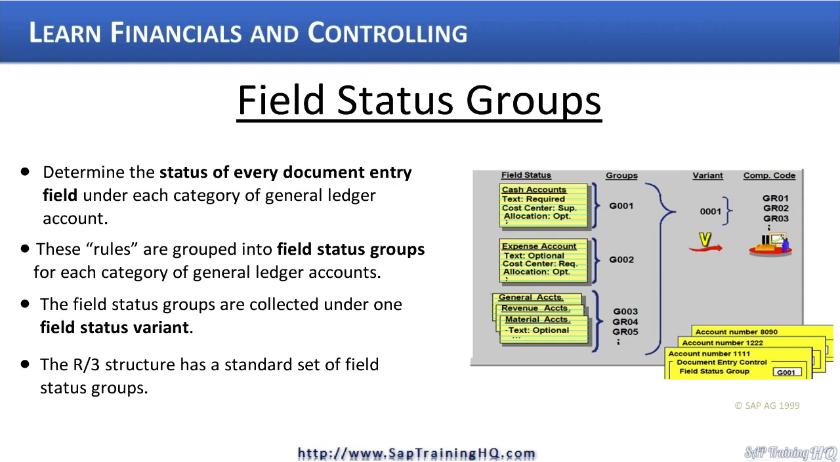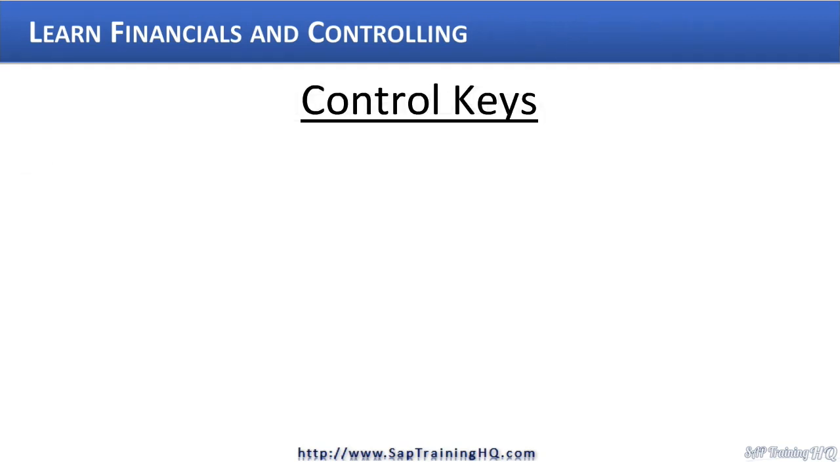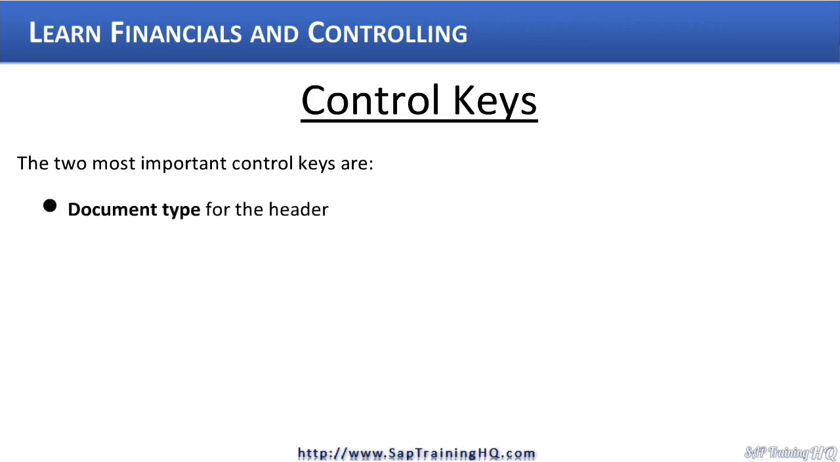Next, let's have a look at control keys. Now, with control keys, the two most important ones are the document type for the header and the posting key for the line items. Let's have a look at the document type one in a little more detail.